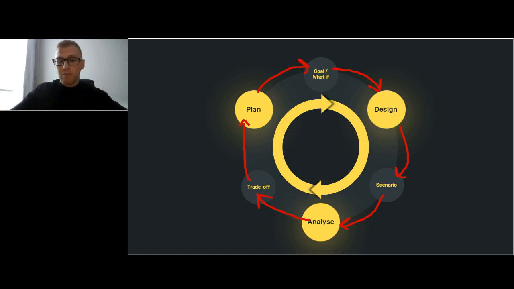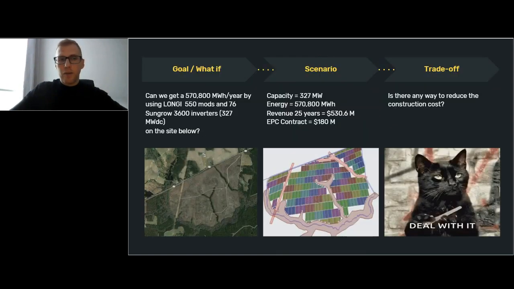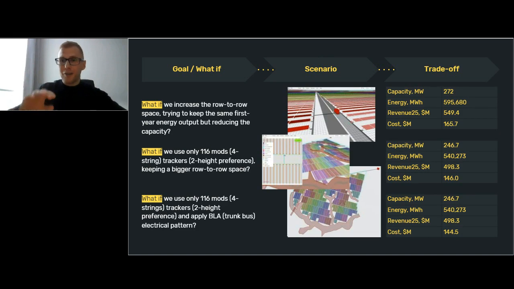So that's kind of the initial feedback loop, which will basically lead to the next iteration of feedback loops. So, okay, what if we increase the row space trying to keep the same first year energy output but reducing the capacity? What if we use only 116 module trackers, which is 4 string trackers with 2 height preference, keeping a bigger row-to-row space? Or what if we use these 4 string trackers and apply bigger lead assembly or trunk bus electrical pattern in order to reduce the electrical cost?